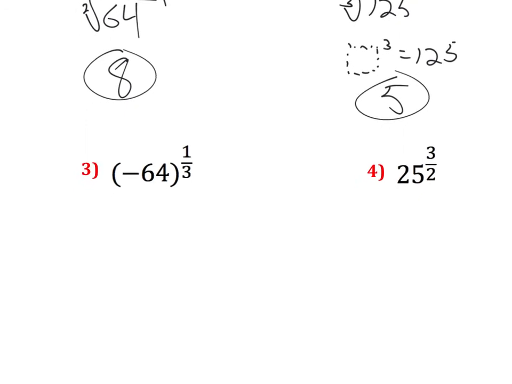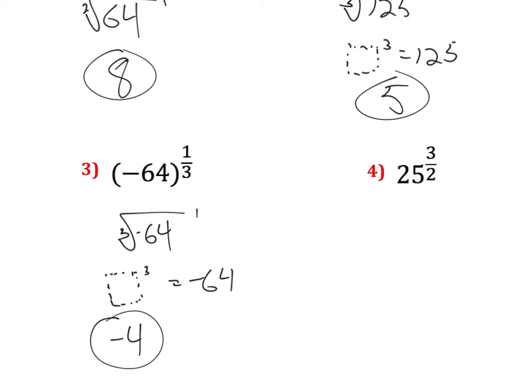Negative 64 to the 1/3. Now, anytime we're dealing with negatives on the base, you have to pay close attention. Is this negative contained within a set of parentheses? Or is the negative outside, kind of floating around by itself? In this case, the negative is inside of parentheses, so that means when we write the radical, the negative is tucked underneath that radical symbol. So we're going to have the cube root of negative 64. So we have an index of 3, the denominator is the index, all raised to the first power. So what times itself 3 times? Or what cubed is negative 64? That would be 4. Actually, negative 4.